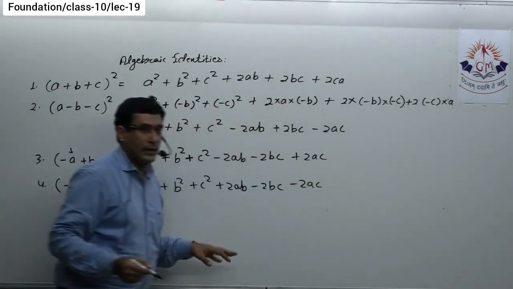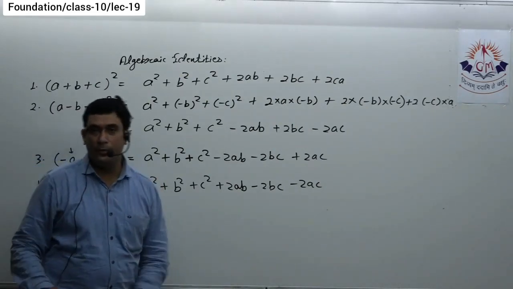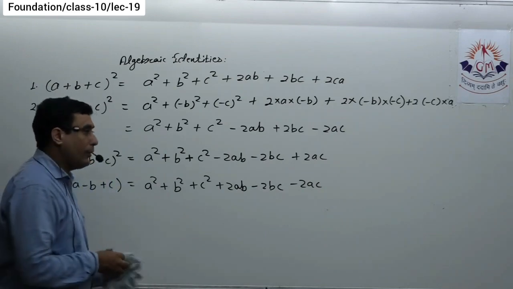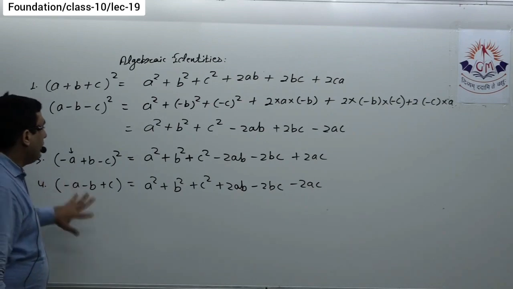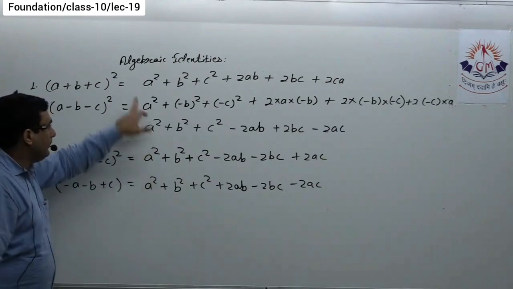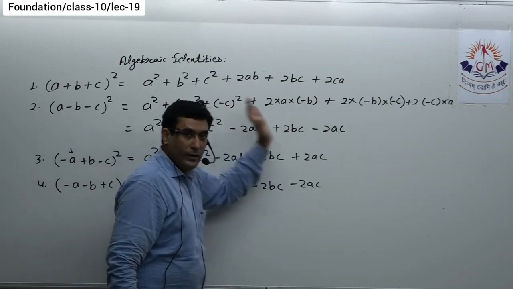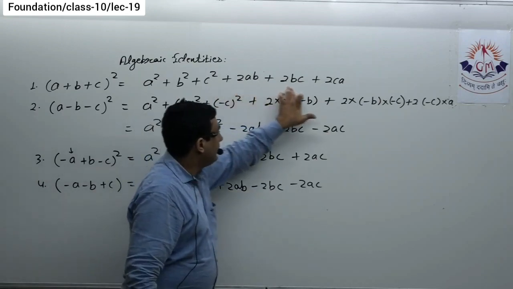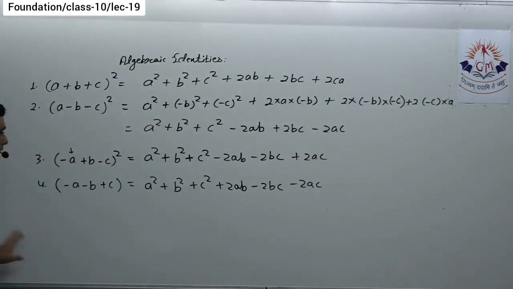So simply you have to check: if both are negative, make it positive. If both are positive, it will be positive. If one term is negative and one is positive, then it will be negative. In that way, we can write all the different versions using the first one only. No need to mug up all these; simply concentrate on this and write these three terms. The first three terms are definitely going to be positive. You have to write the remaining three terms based on the sign. Please note it down, then we'll start the questions based on these identities.